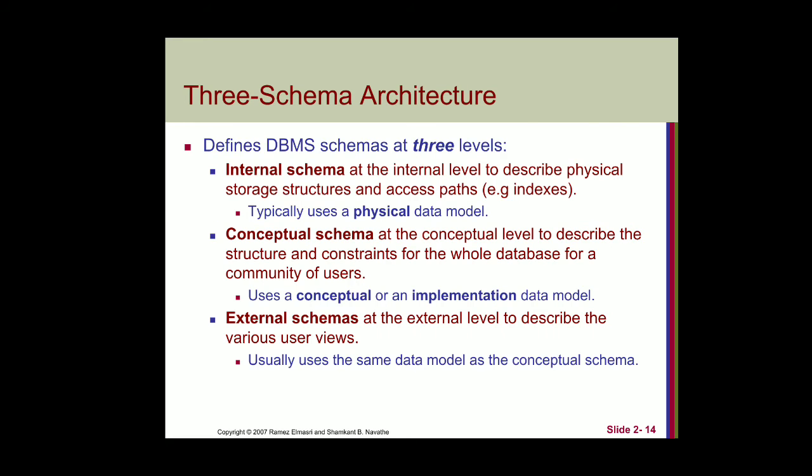Here we are going to study about the three schema architecture. It defines DBMS schemas at three levels. One is the internal schema, then we have the conceptual schema, and the third one is the external schema. The internal schema is at the internal level to describe physical storage structures and access paths. For example, indexes typically use a physical data model. Here we are making use of a physical data model, right?